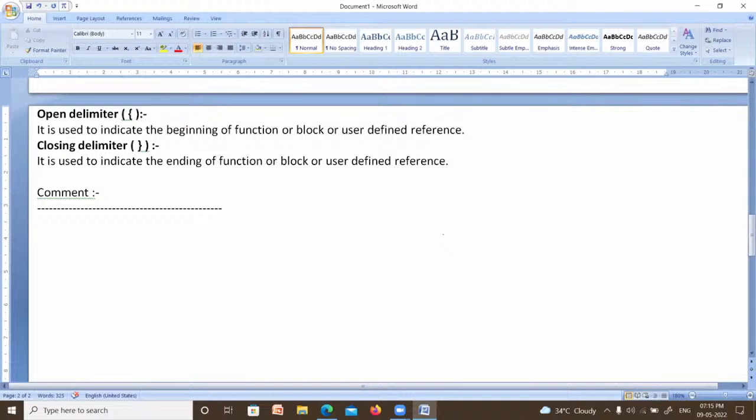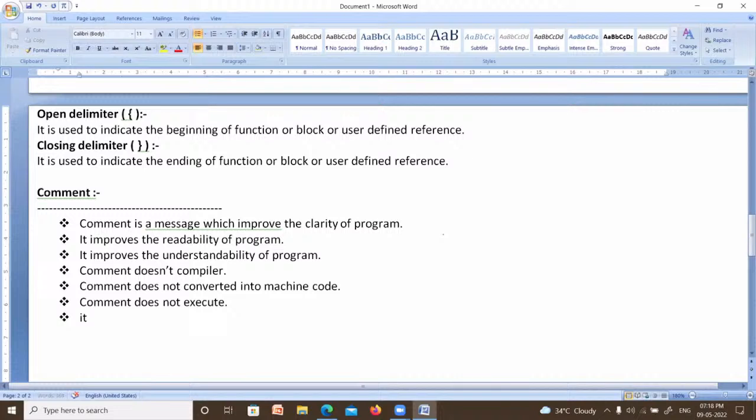Why are you writing this? It is not for the compiler. It is just for the user. Comments are of two types. How many types? Two types. One is the single line comment. The second one is the multi-line comment. Two types of comments are there.